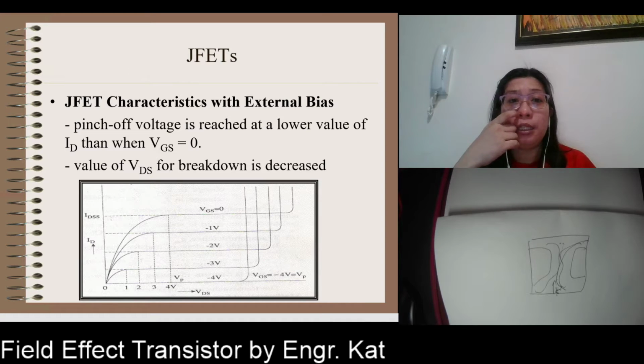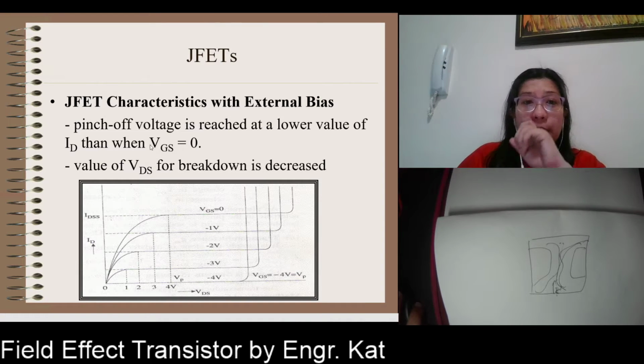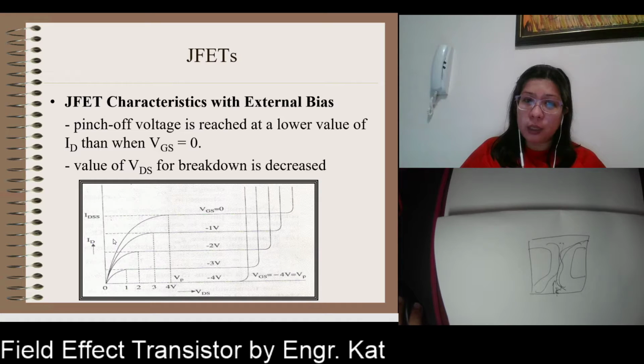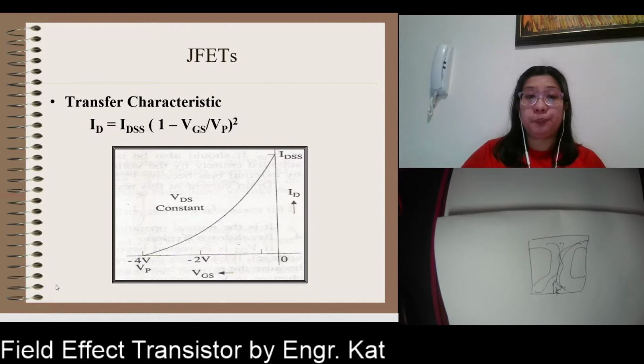Okay, so this is the JFET characteristics with external bias. Pinch off voltage is reached at a lower value of ID than when VGS is equal to 0. So as you increase your VDS, your current is held at lower values until it reaches 0. When it reaches 0, that means your VGS is equivalent to your pinch off voltage. Okay, so when your pinch off voltage is equal to your VGS, your current becomes 0.